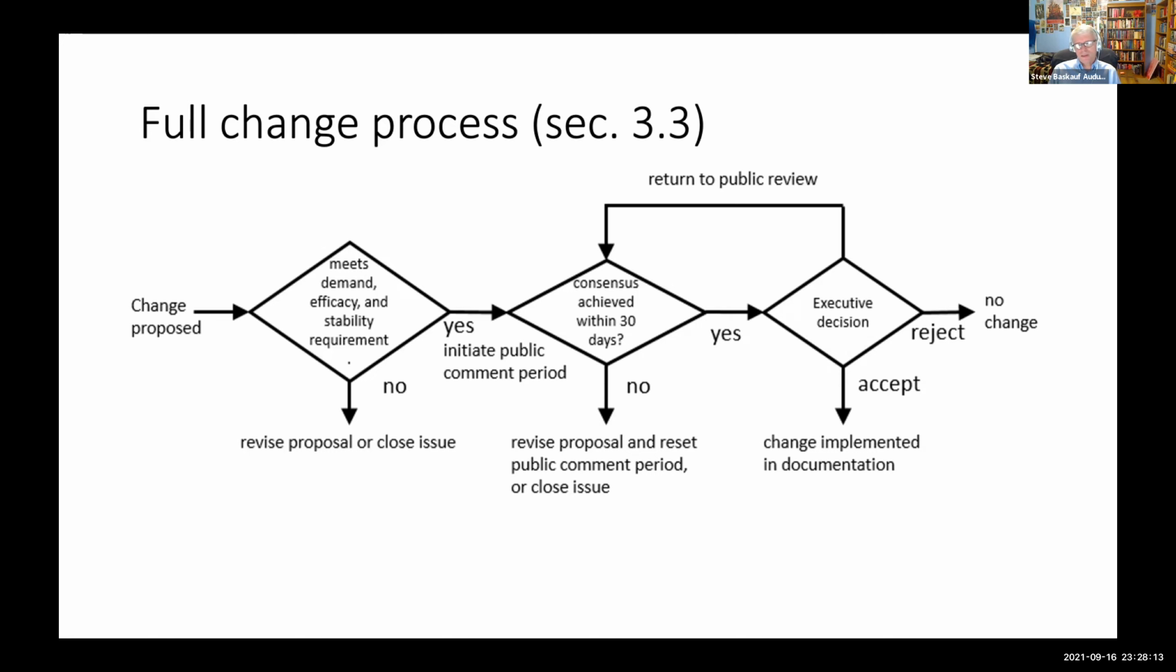But assuming that consensus is achieved, then it goes on to an executive decision. And the executive is not so much judging the technical merits, because that presumably has been done in the earlier stages, but they are basically looking to make sure that the process was followed properly, that there was consensus, that people weren't excluded from the process, and so on. And if the executive agrees that those things were done acceptably, then they adopt the standard and it becomes added to the documentation for that standard.